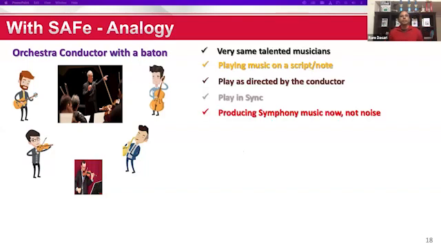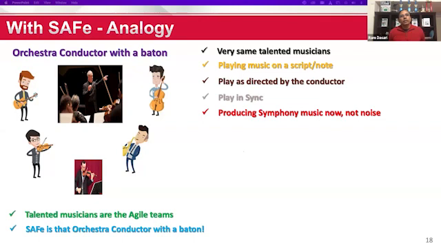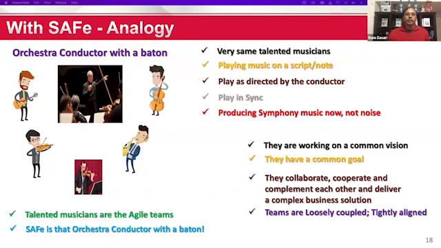The very same talented musicians look at their music sheets and play as directed by the conductor. And the music is much more soothing, much more melodious, and it's not noise anymore. So remember, those talented musicians are agile teams, and the orchestrator or conductor with the baton is more like the framework. They're working on a common vision, they have a common goal, they collaborate, cooperate, and complement each other, delivering a complex business solution. Remember, these teams are loosely coupled and tightly aligned.